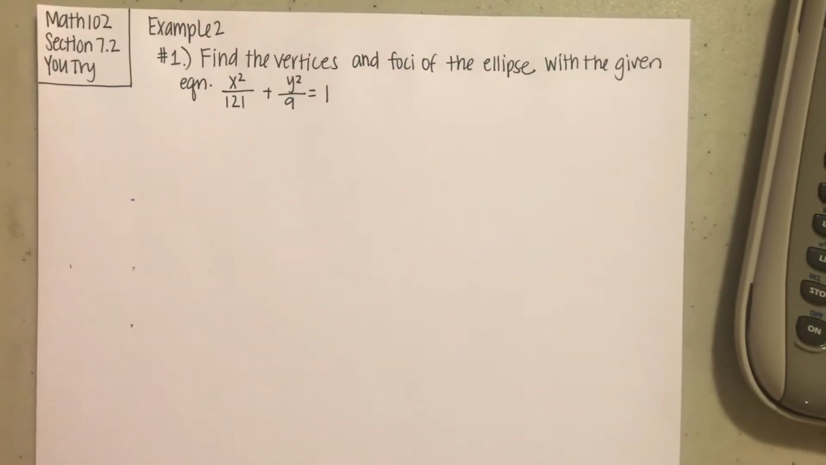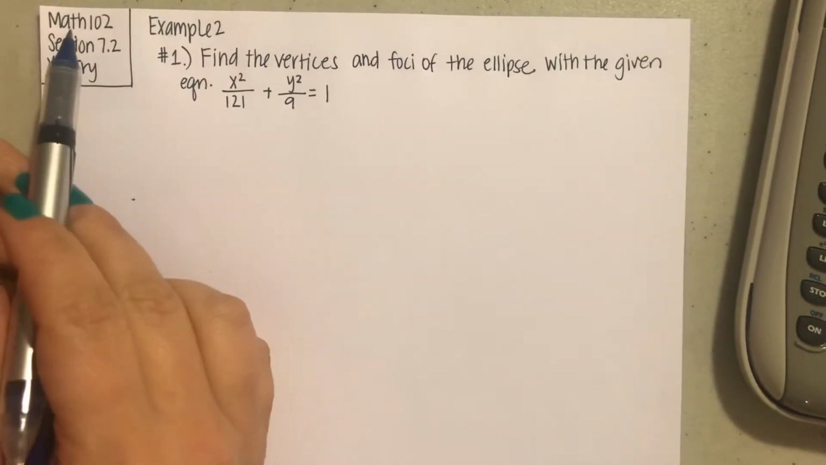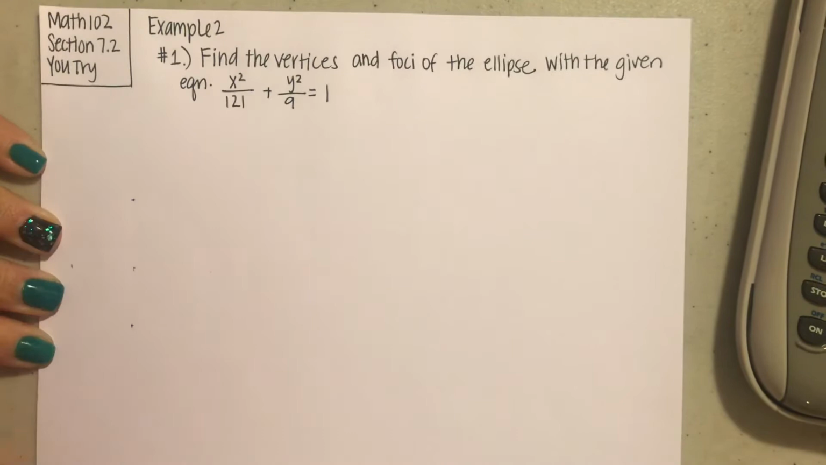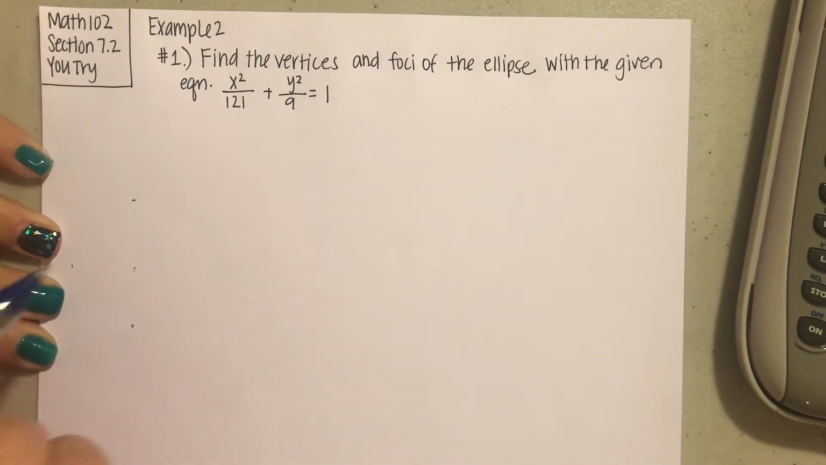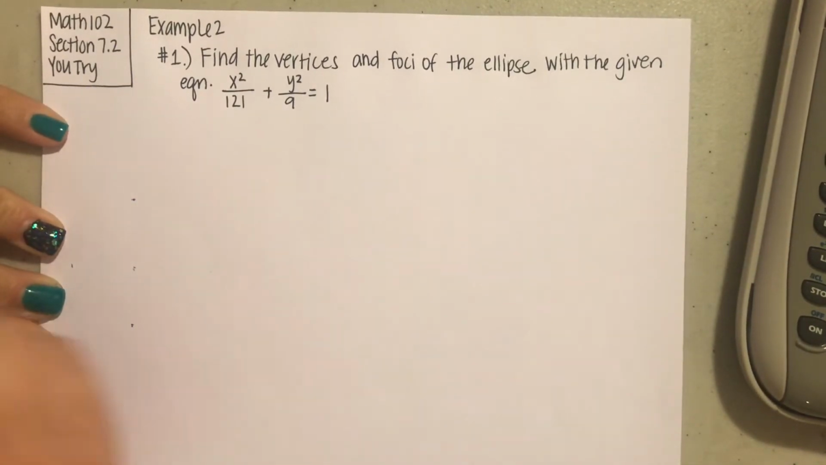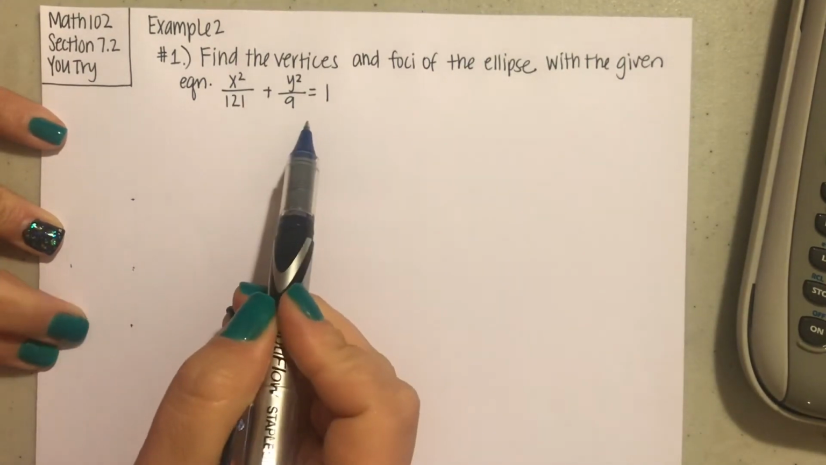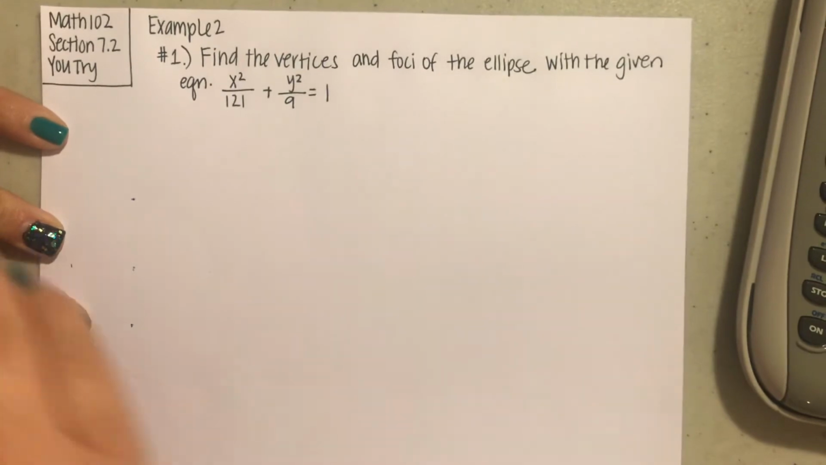All right, we are going to work on Math 102, Section 7.2. You try example number 2, question number 1. And so we're asked to find the vertices and the foci of the ellipse with this given equation. We're also going to graph it when we're done.